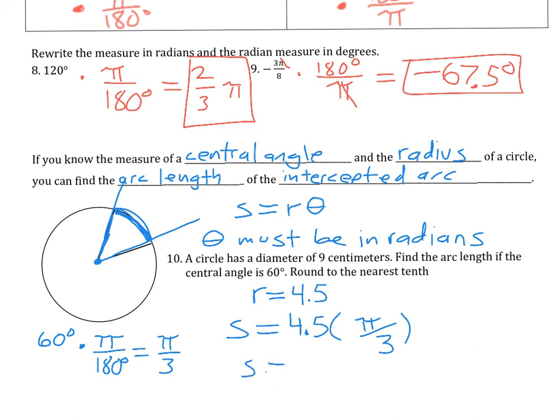Using a calculator, we get 4.5 divided by 3 is 1.5. 1.5 times pi is 4.7. The units are centimeters. So the length of the intercepted arc, the arc length, was 4.7 centimeters. Alright, that's all for lesson 12.2.